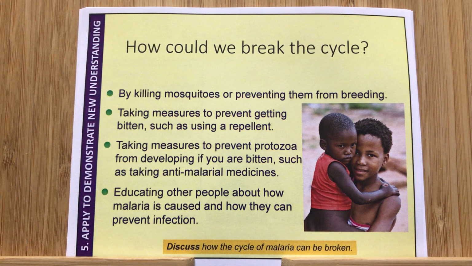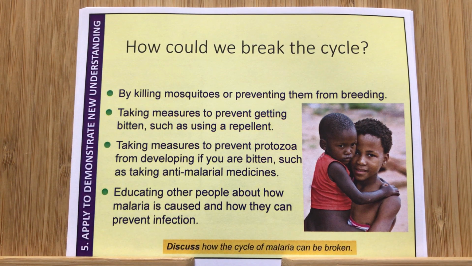I mentioned that already. Taking measures to prevent getting bitten, using repellent, using mosquito nets. Before you go away to a place that has malaria, you can take anti-malarial medicines, and you take them for a short time when you're home, and that stops the development of the protist, sometimes we say protozoa, from developing.